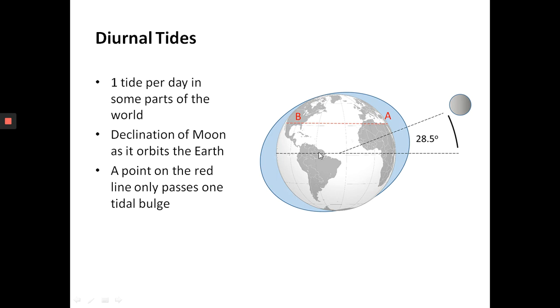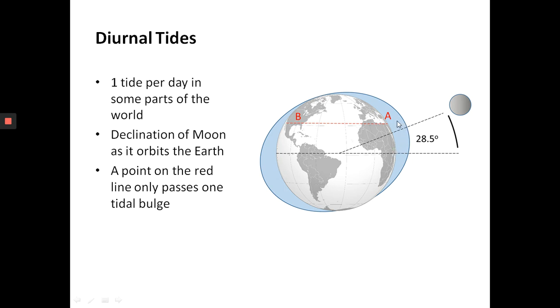So you have the two tidal bulges, right? But in this case, notice the position of the moon here. It is orbiting at an angle. In this case, 28.5 degrees inclination. Okay. So because of this, you get an inclined orientation of the tidal bulge also.